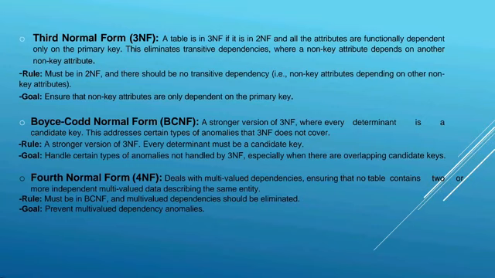Fourth normal form, 4NF, deal with multi-value dependencies. Ensures that no table contain two or more independent multi-valued data describing the same entity. Rules: must be in BCNF and multi-value dependencies should be eliminated. Goals: prevent multi-value dependencies anomalies.